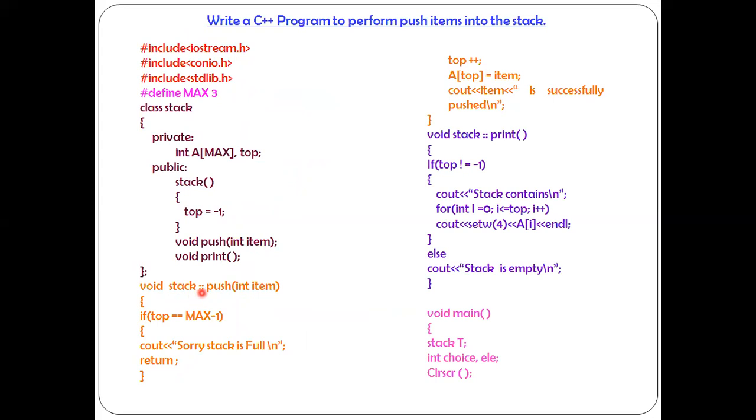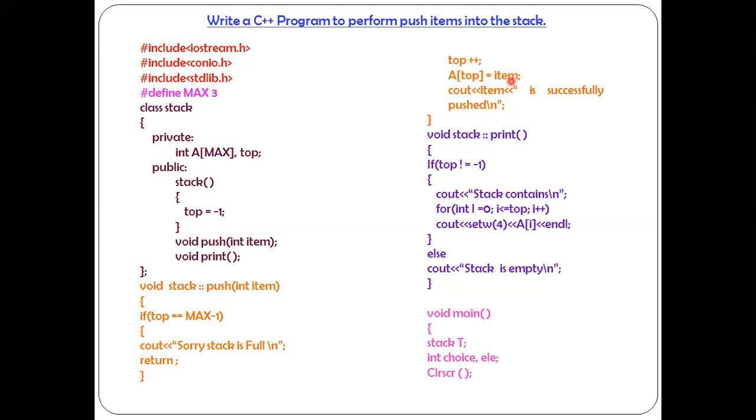Void stack scope resolution push int item. So 30 will be copied to which variable? Item. Item is of type integer variable. Now checking the condition: if top is equal to max minus 1. What is the value of top? 1. 1 is equal to max minus 1? Max is 3, 3 minus 1 is 2. 1 is equal to 2? Condition false, so again it comes here. Top plus plus, that means 2. Last time it was 1, now this time 2. A of top means A of 2 is equal to item. 30 will be stored in the A of 2 location.